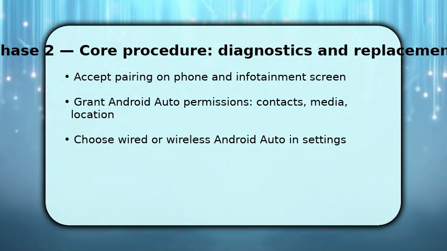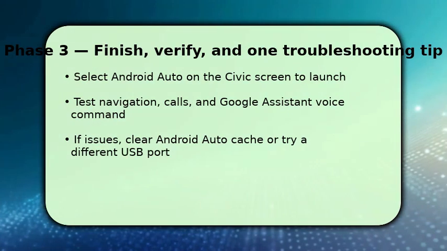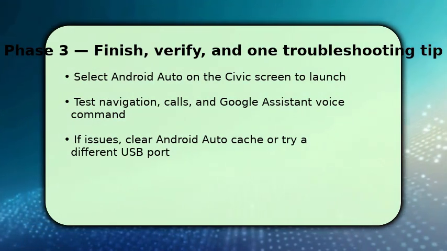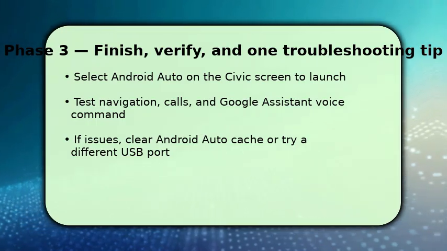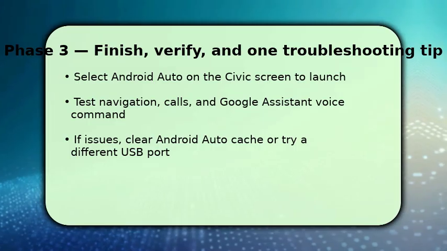You finish by launching Android Auto from the Civic screen and confirming the home layout appears. Test navigation, music playback, and Google Assistant voice commands to verify audio routing and microphone function.